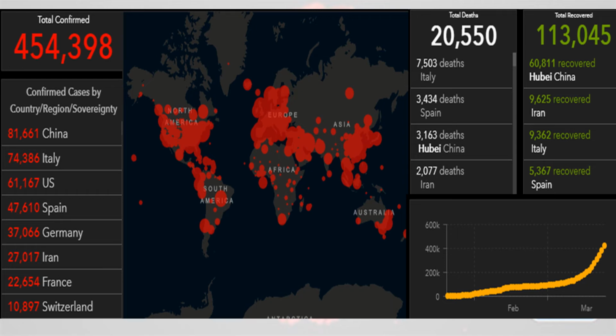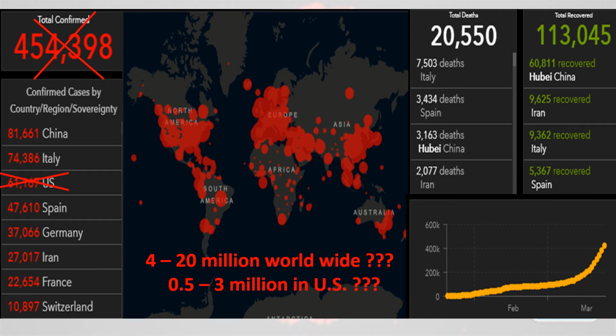In fact, it is estimated that for every 1 case reported, there are at least 10 to 50 cases that we don't know about. With these estimates, that would mean 4 to 20 million worldwide are currently infected. And in the US, approximately 500,000 to 3 million.